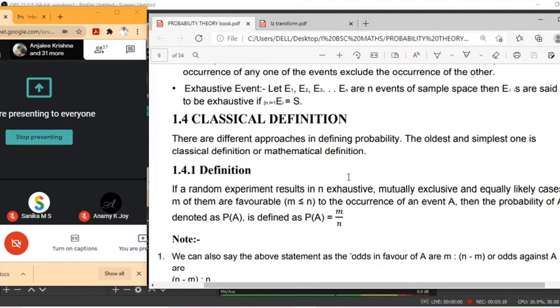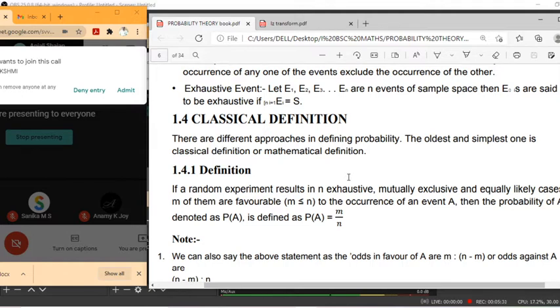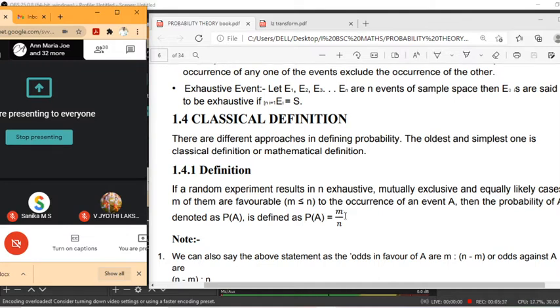Okay, if a random experiment results in exclusive or mutually exclusive and equally likely cases, and if m of them are favorable to the occurrence of that event A, then the probability of A, denoted as P of A, is defined as P(A) = m/n. m means number of favorable cases, n is number of total cases. For example, suppose the event is getting an odd number in a die-tossing experiment. So what are the possible values? 1, 2, 3, 4, 5, 6. And what are the favorable values? If it is odd, 1, 3 and 5.